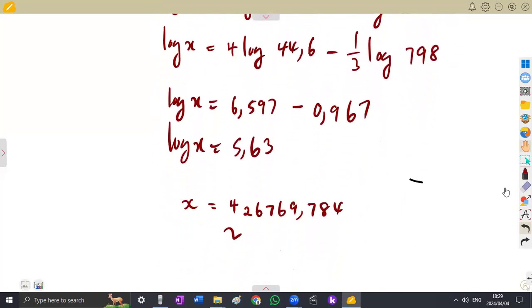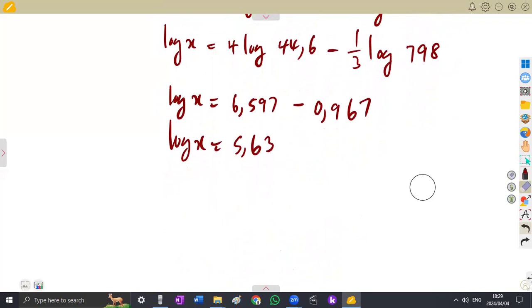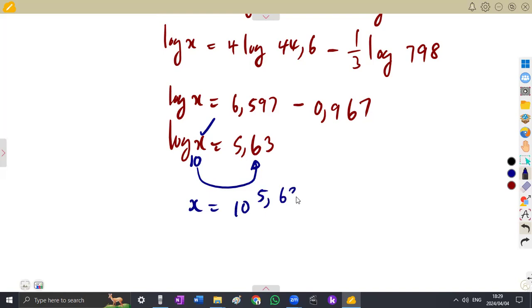Which is simply 5,63. So in this case, to find the value of x, we are no longer having E, which we had from the ln of x. No, this is not the ln of x. This is the log of x. If the log is given and the base is not indicated, it means you are in the base of 10. So to find x, it is going to be equal to 10 to the power of the answer. So that is going to be your x.